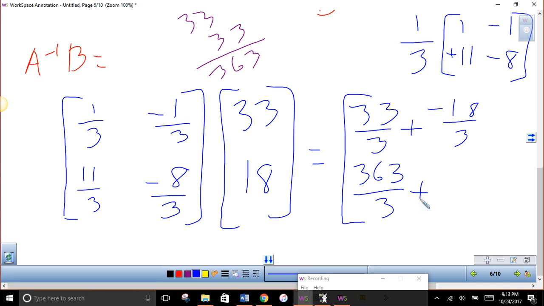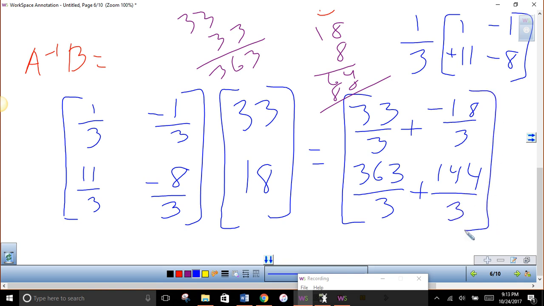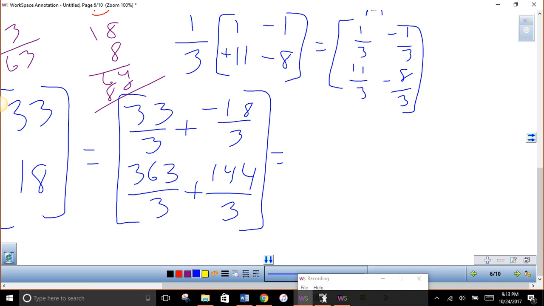And then I have 18 times 8. So 18 times 8. 8 and 8 is 64. 8 and 10 is 80. Add those together. I know it's going to end in a 4. And it's going to be 144 over 3. Something beautiful is going to happen here for us. 33 over 3 is 11. 18 over 3 is 6. Oh, look at that. 363 over 3 is 121.